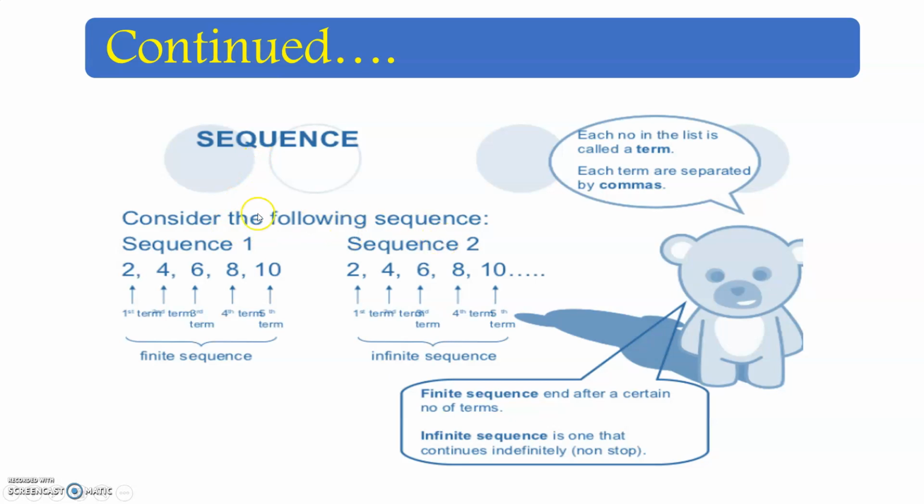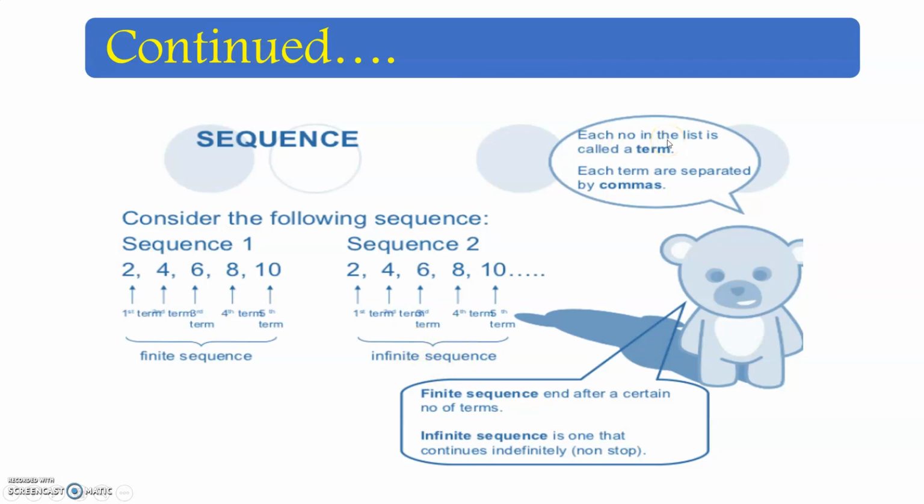Next, here is another example. Consider the following sequences: this is sequence 1, and this is sequence 2. They are taking two sequences. So 1, 2, 4, 6, 8, 10. This is the first term, this is the second term, this is the third term, etc. We get the fifth term. This is a finite sequence, defined here pictorially. This is an infinite sequence.